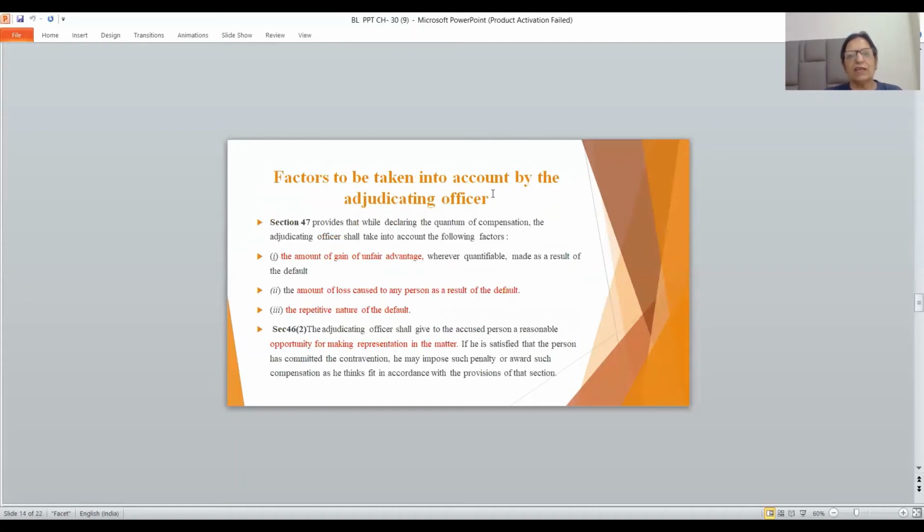Now, moving ahead, friends, the next heading is factors to be taken into account by the adjudicating officer. While deciding the quantum of compensation, which are the various factors to be considered by AO? Three factors are there. First one is the amount of gain of unfair advantage. To what extent has unfair advantage been derived by the defaulter? The amount of loss caused to any person as a result of the default. To what extent has the loss been suffered by the injured party? And then, was the default of repetitive nature, or was it committed by the defaulter for the first time or second time? So all these factors will be considered while deciding about the quantum of punishment. If the AO is satisfied that the person has committed the contraventions, he may impose such penalty or award such compensation as he thinks fit in accordance with the provisions of that section.